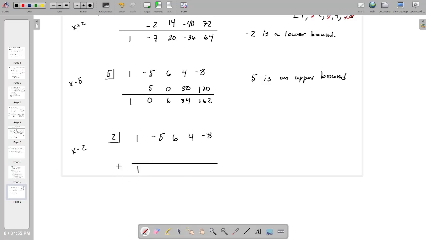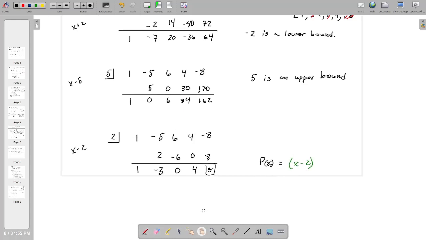Bring our 1 down. 2 times 1 is 2. We add, we get a -3. 2 times -3 is -6. We add, we get 0. 2 times 0 is 0. 4. 4 times 2 is 8. And we get 0. So since we have a 0 here, we know that x minus 2 is a factor. So I'm going to list it off to the side as a factor of my polynomial. We write it in green, actually.